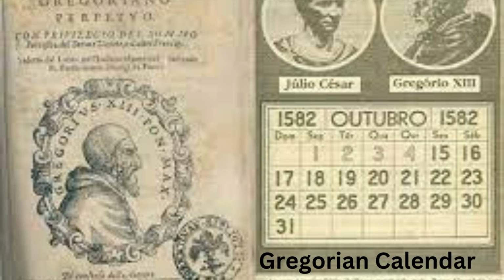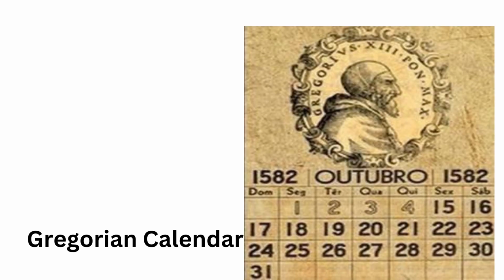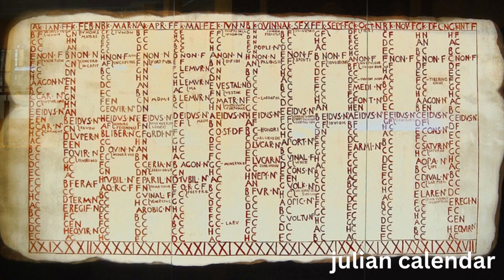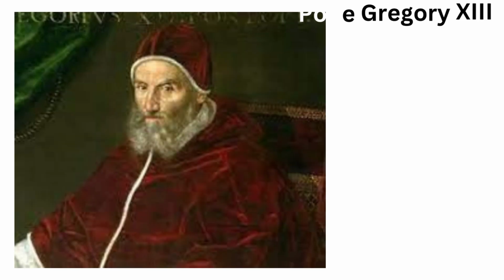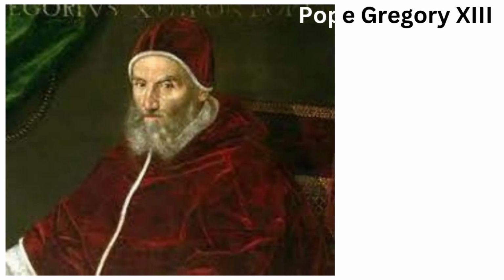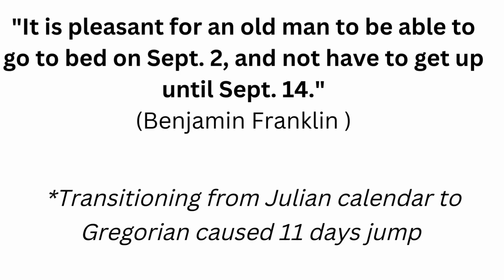Actually, this dating system, which is most commonly used today, is the Gregorian calendar, which was a modification of the Julian calendar, which was established before this calendar. And this calendar was established by Pope Gregory III.